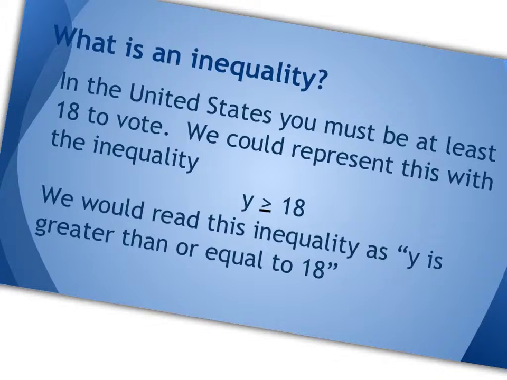In the United States, you must be at least 18 to vote. We could represent this with an inequality, meaning the years and age has to be greater than or equal to 18. By saying at least 18, that means you can be 18 or you can be older than 18. Hence the symbol of greater than or equal to.